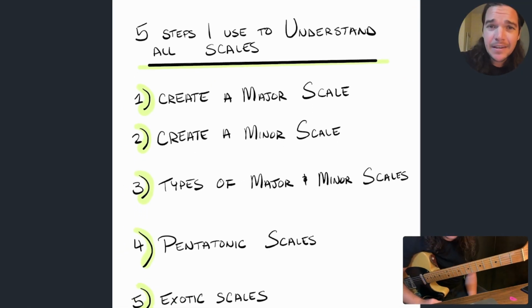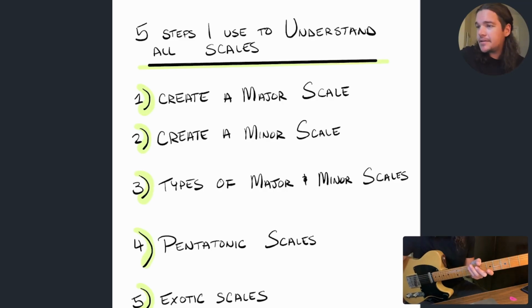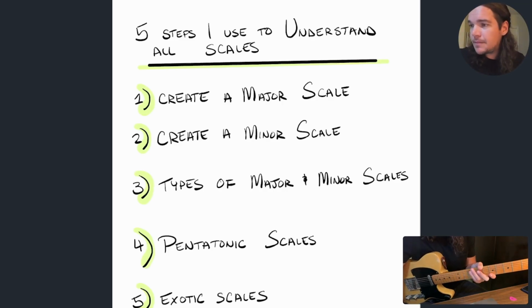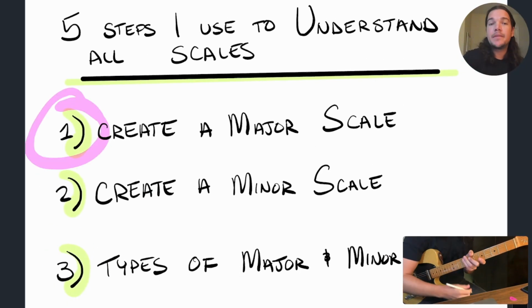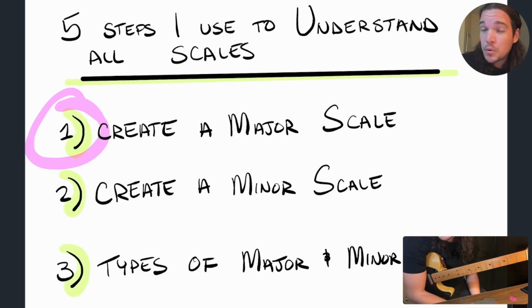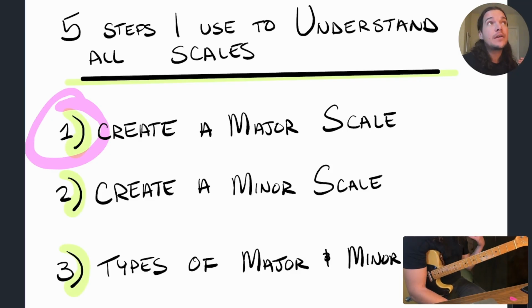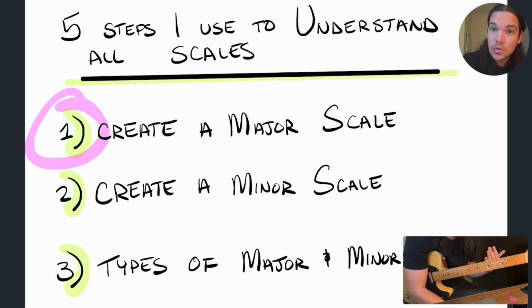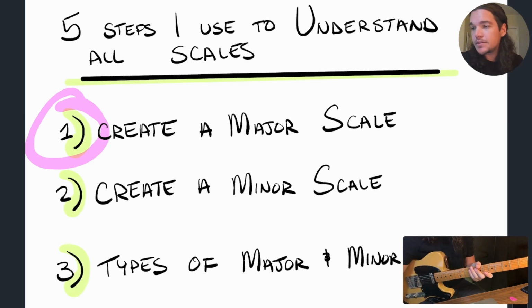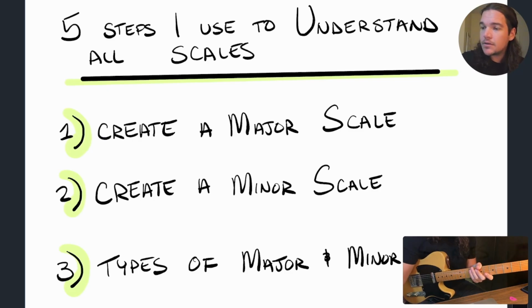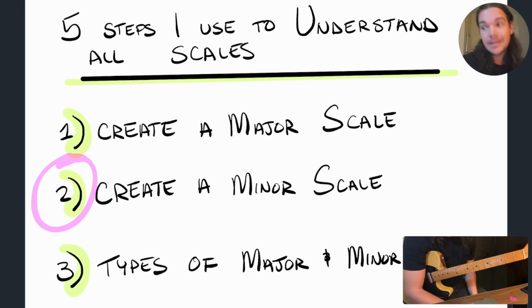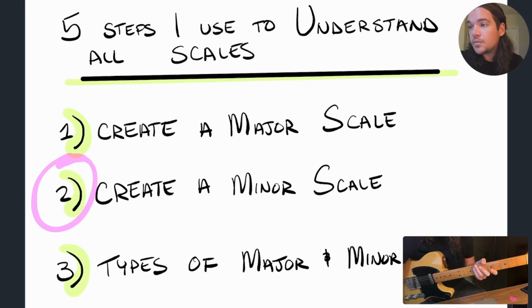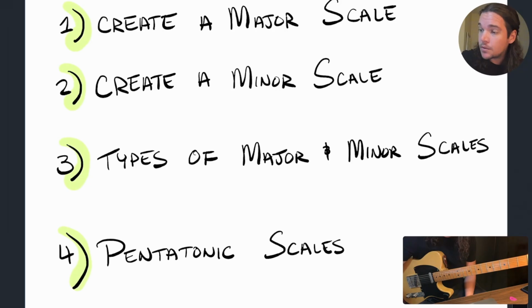The 5 steps that I use to understand all scales. Step 1, you gotta understand how to create a major scale. The major scale is kind of like the most important one. It's the one where you start from, because all of the other scales, we think about those scales in relation to the major scale, which brings us to step 2, understanding how to create a minor scale, which the way that you create a minor scale is you change notes from the major scale to get to a minor scale. And we'll explain all of this in great detail as we're going through.